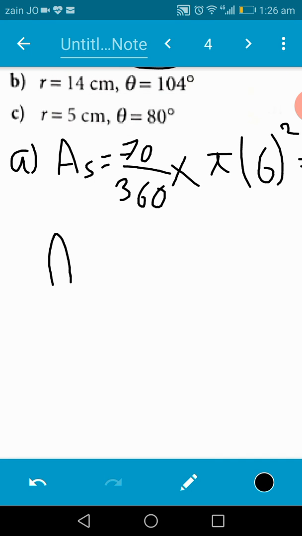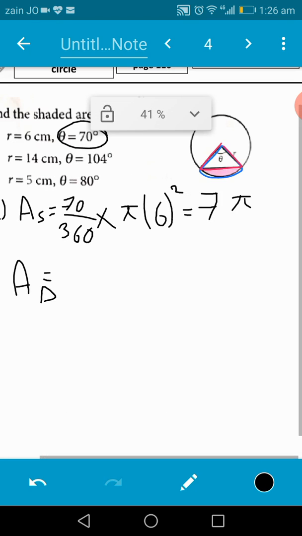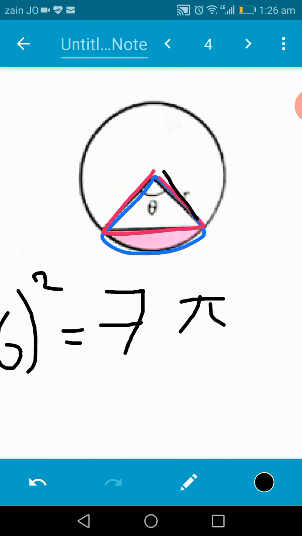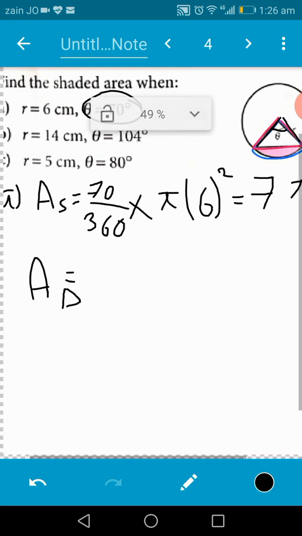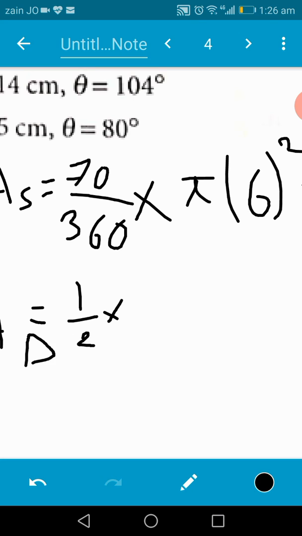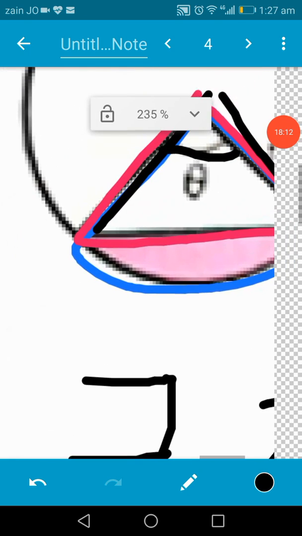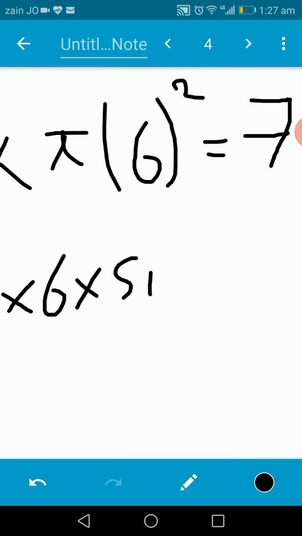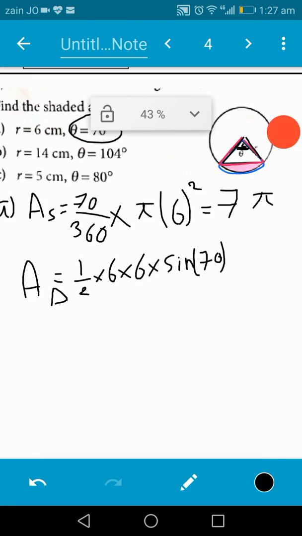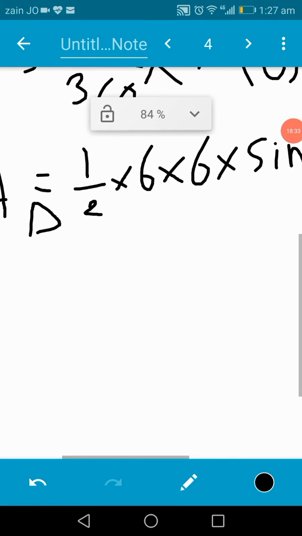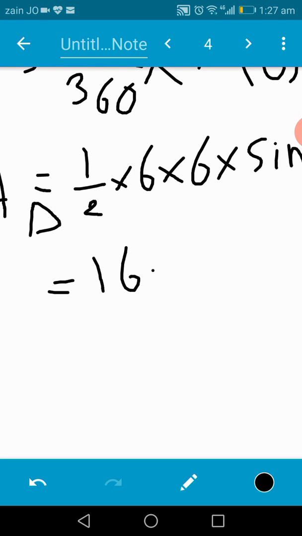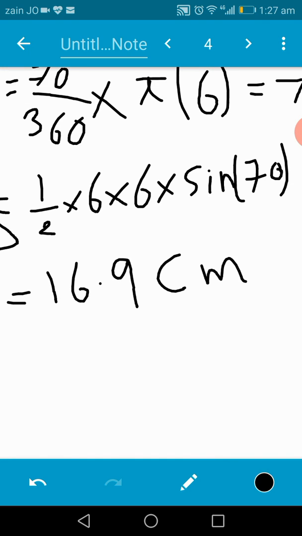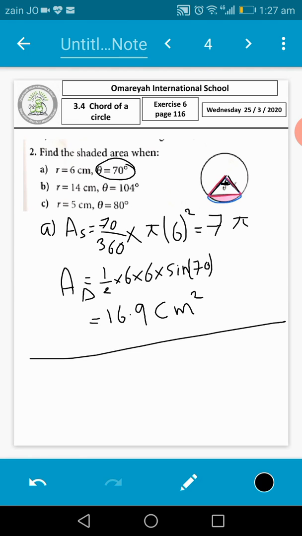Now we need to find the area of the triangle. The area of the triangle is the same rule, where we have the radius and theta given, which is half times the radius, 6, times the radius, 6, times the sine of the angle between the two radii. The angle between them is theta, which is 70 in the question. So times sin 70. Using a calculator to find the answer, it is equal to 16.9 centimeter square. So this is the answer of part A.